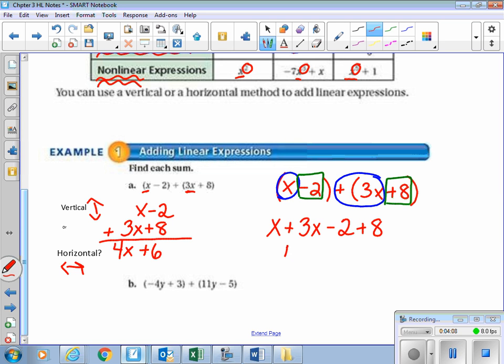x plus 3x gives me 4x. Negative 2 plus 8, I'm adding with different signs, therefore I subtract, which would give me 6, and take the sign of the higher absolute value, which is the positive 8. 4x plus 6. Notice both answers are the same, whether you do it horizontally or vertically. The key part here is looking for those like terms and either lining them up vertically or putting them together horizontally. Take a look at another one like that.